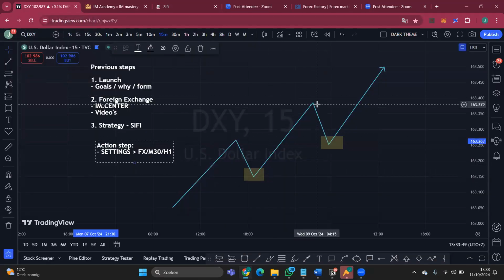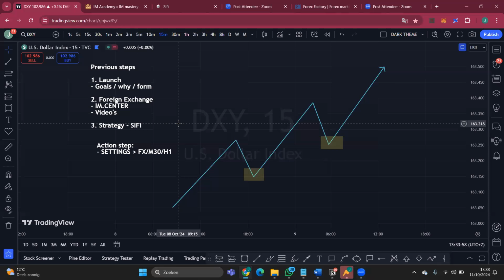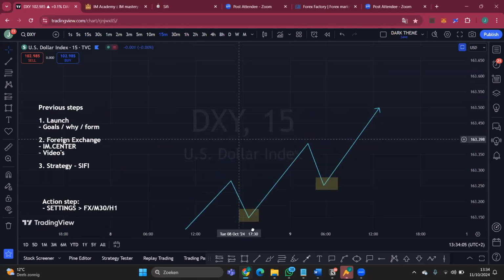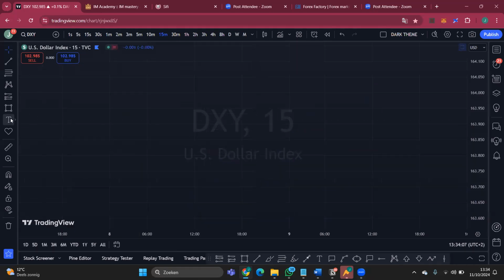But then that brings us to the next topic, of course. So the next topic is the reasons for entry. We talked about the previous steps, and we have one action step already. That's what you want to do right now. Now let's continue and look at the second thing that I want to talk about today, and that is, of course, reasons for entry.